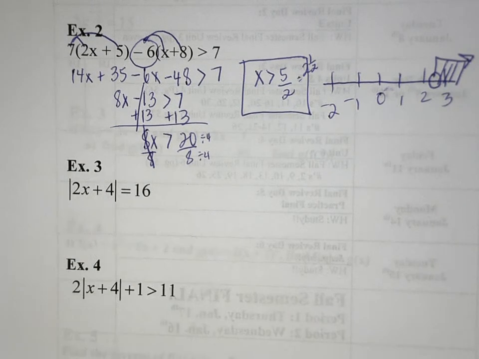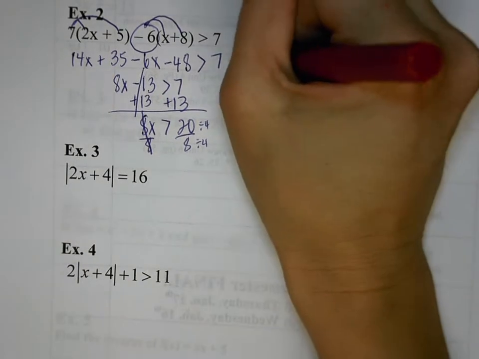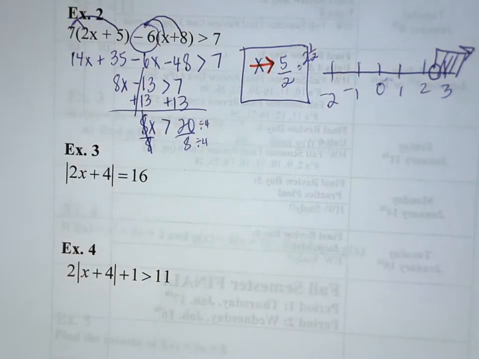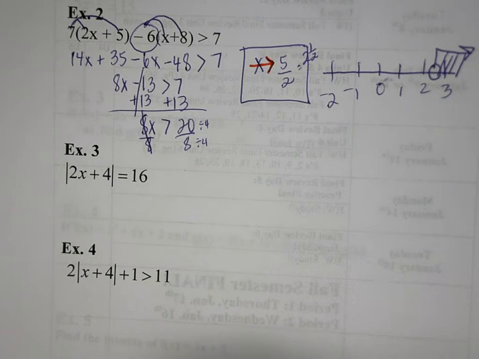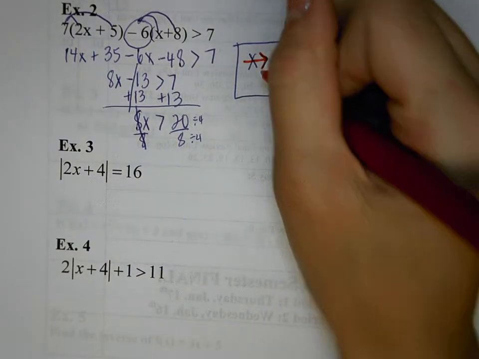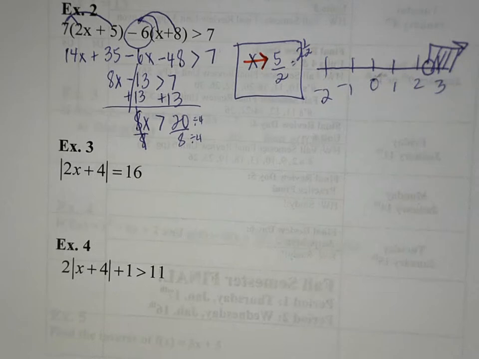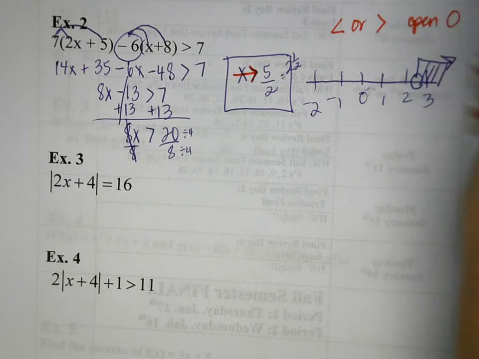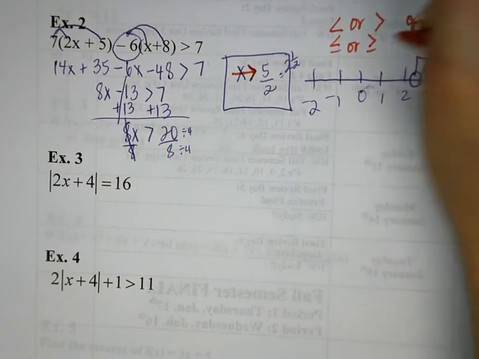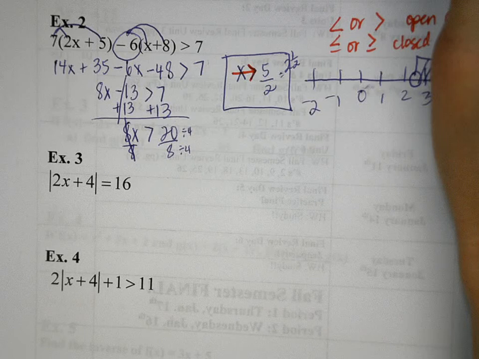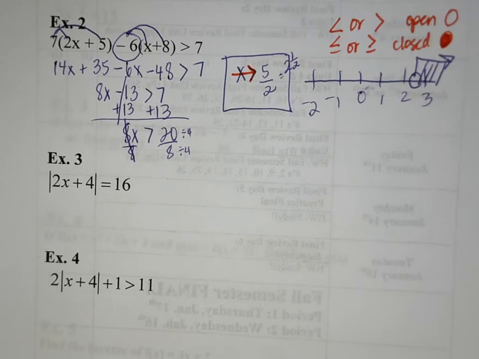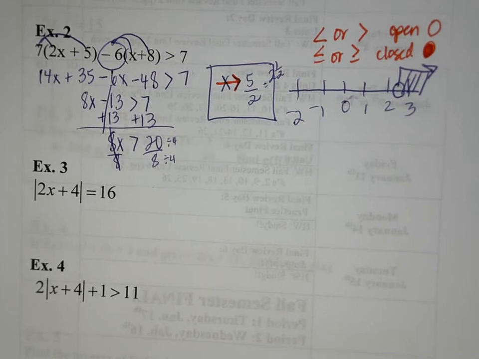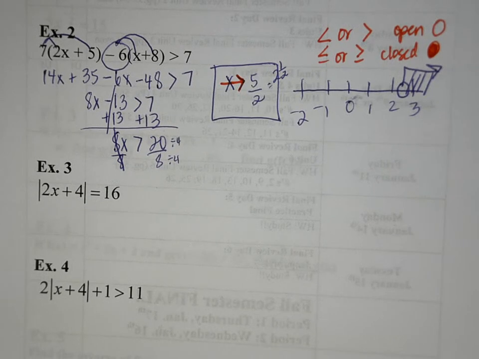Also remember that if your letter's on the left and your number is on the right, it's also like an arrow pointing right. Wait, what is a closed circle? Closed circle is if there was an equal sign underneath here. But since there's no equal sign. So if you wanted to make a little note, less than or greater than is your open circle, and less than or equal to or greater than or equal to is a closed circle, which is where it's filled in. All right, any questions right now on example 2? Okay.